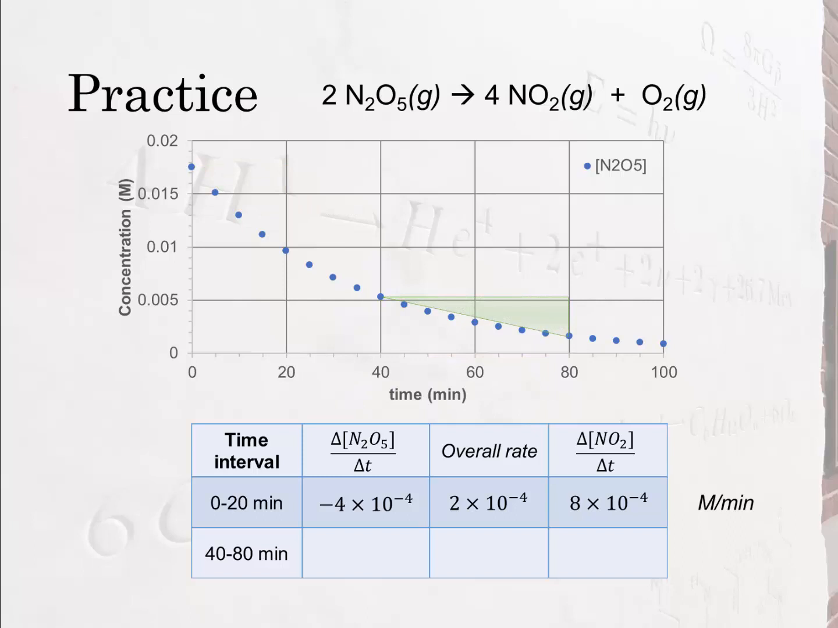Between 40 and 80 minutes, the N2O5 concentration decreased by about 0.004 molar, which gives a rate of -1 times 10 to the -4 molar per minute. The overall rate of the reaction is 5 times 10 to the -5, and the rate of NO2 formation is 2 times 10 to the -4 molar per minute.